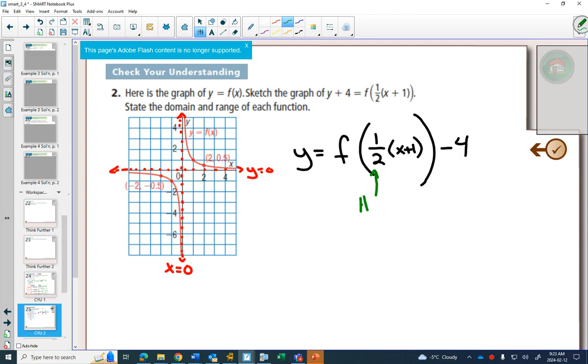This is inside the brackets. It's horizontal. That half is a stretch, right? X's are liars. We're going to multiply x by 2. And the plus 1 is inside. That's a horizontal translation. And x's are liars. We are going to go left 1 unit. And then the minus 4 is outside. That's going to tell us we're going to go 4 down.